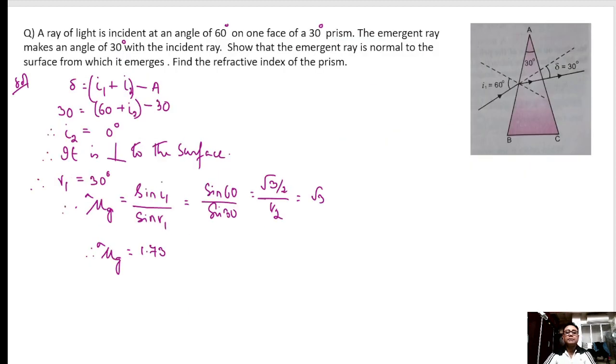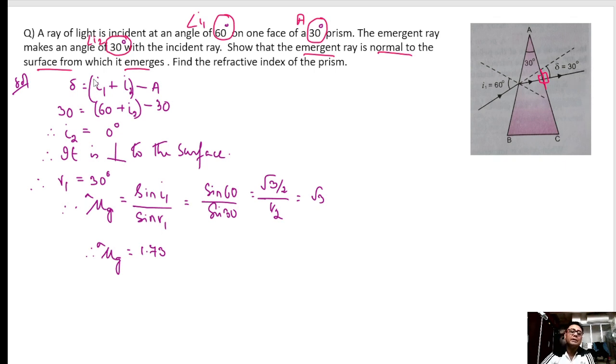So next, see the next sum. A ray of light is incident at an angle of 60 degree. This is the incident angle given. Angle of incidence at one face of a 30 degree prism, that means this is the A. The emergent ray makes this angle, this is I1, this is angle I2. Show that the emergent ray is normal to the surface, that means I have to show that this angle is 90 degree. Because it is normal, you have to show that it is normal to the surface.